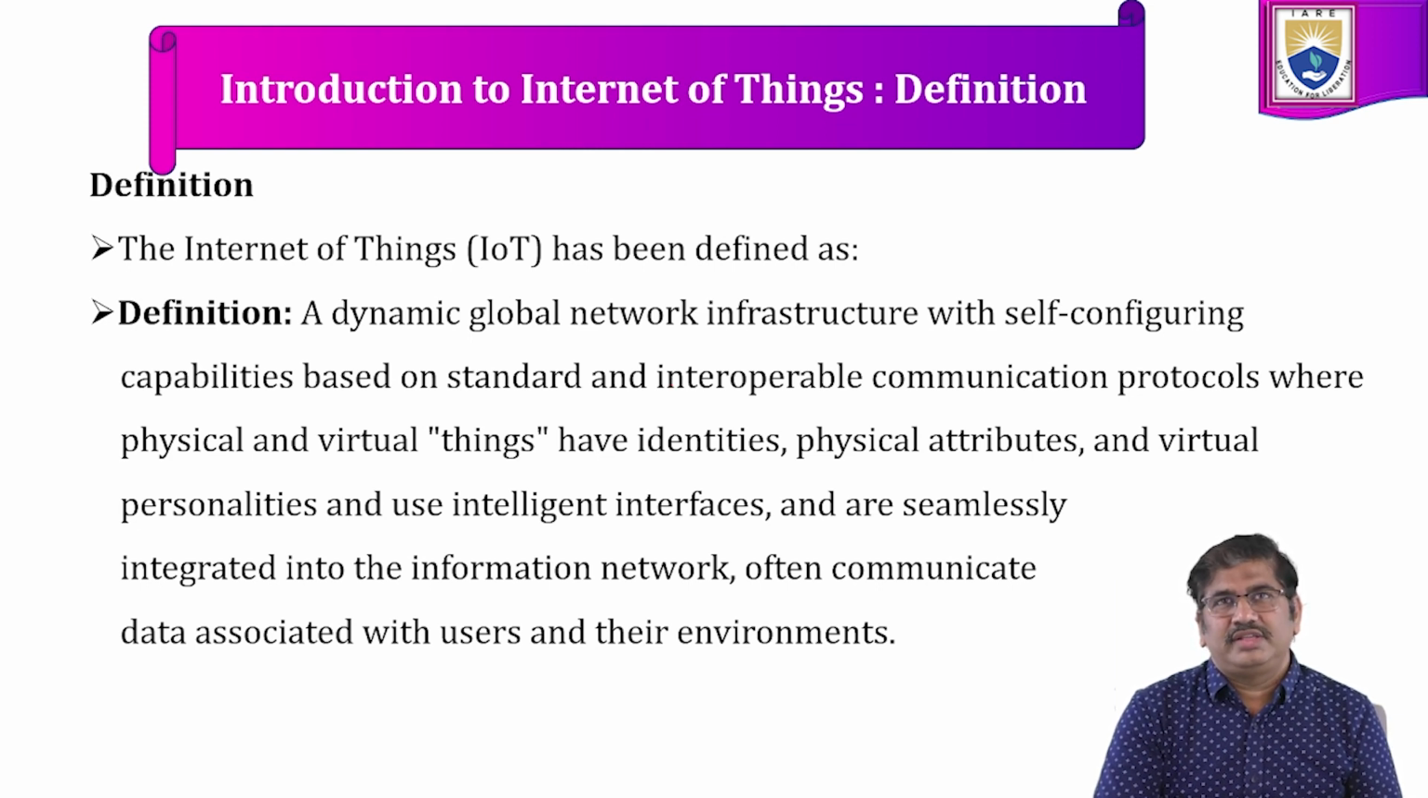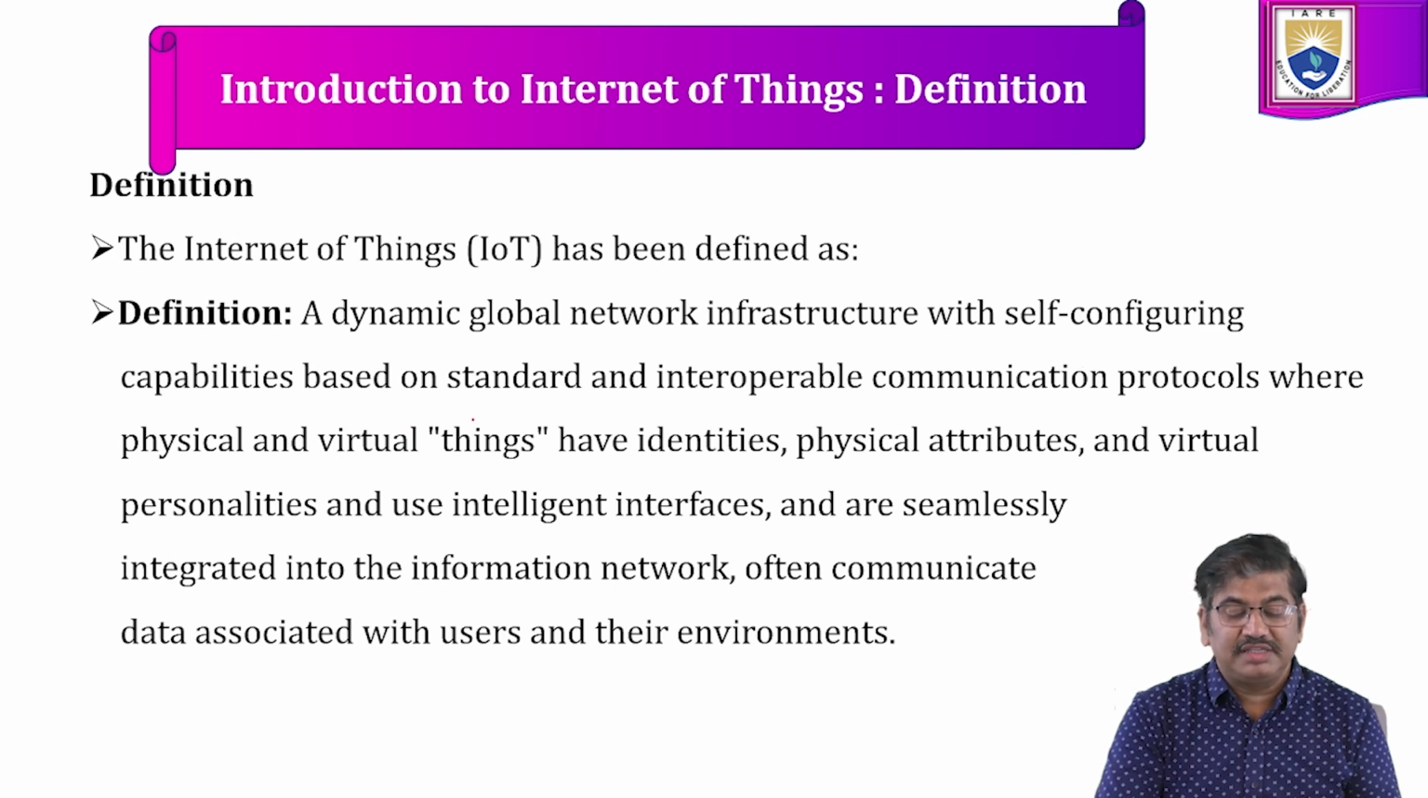The Internet of Things has been defined as a dynamic global network infrastructure with self-controlling, configuring capabilities based on standard and interoperable communication protocols, where physical and virtual things have identities, physical attributes, and virtual personalities, use intelligent interfaces, and are seamlessly integrated into the information network, often communicating data associated with the users and their environment.